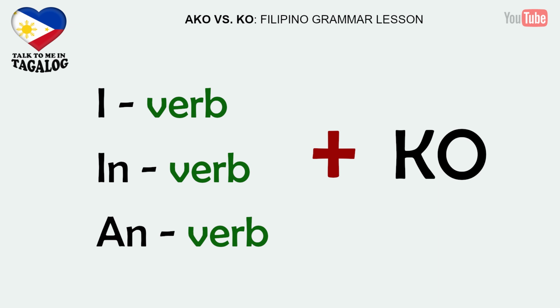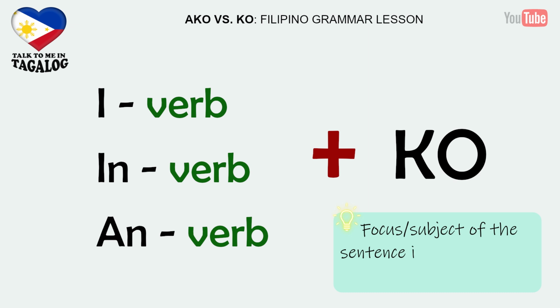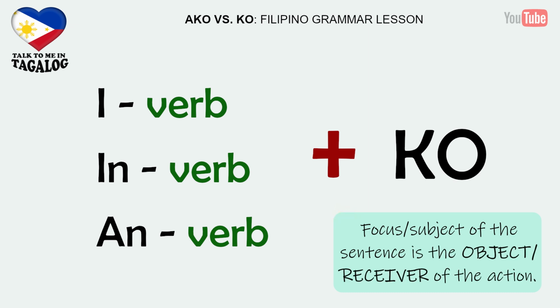The pronoun ko translates into I in English if ko is used with e-verbs, in-verbs, and an-verbs. So when you see these verbs, the first thing that should come to mind is to use ko. Another important thing to remember is that the subject or focus of these sentence patterns is the object or receiver of the action.